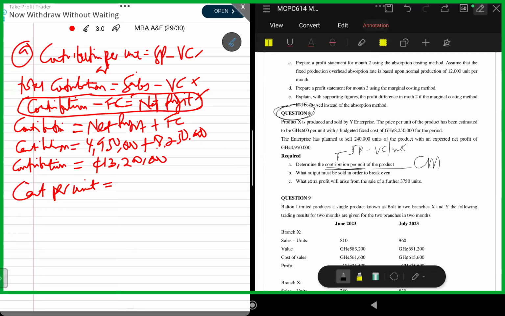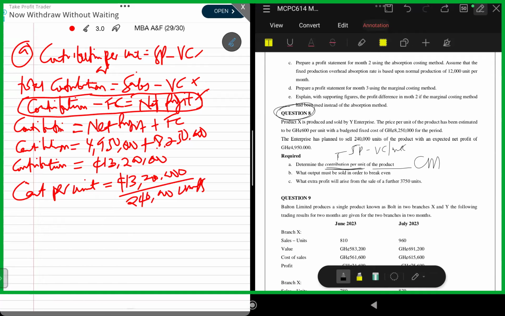So for the contribution, you are going to use the total. It is by virtue of the total that you can arrive at the single. So total contribution over total units before you can get a contribution per unit. What's the total units used? 240,000. So this is 240,000.